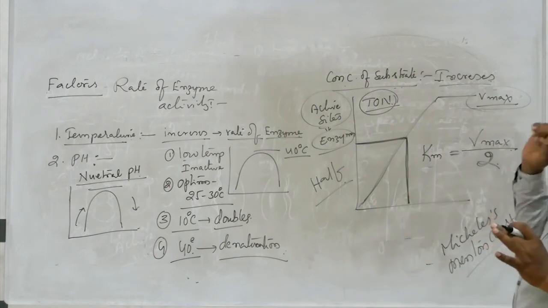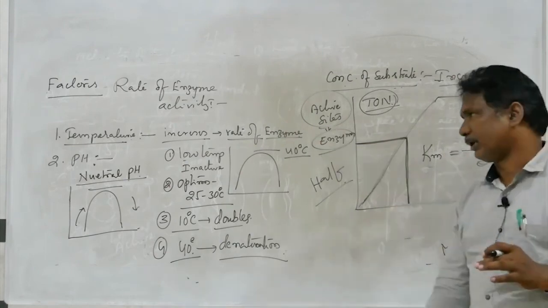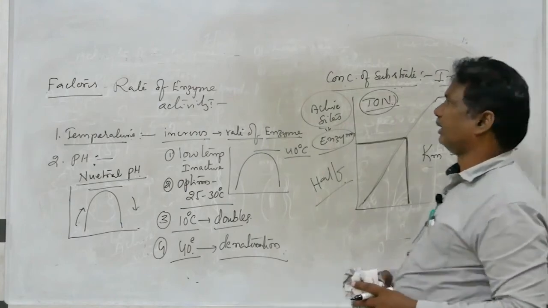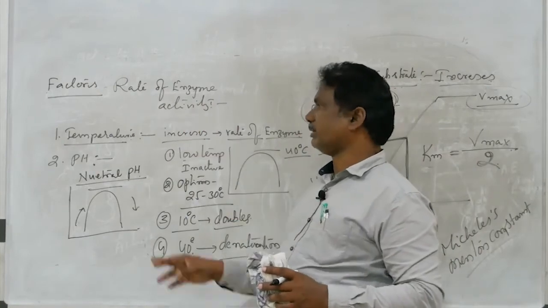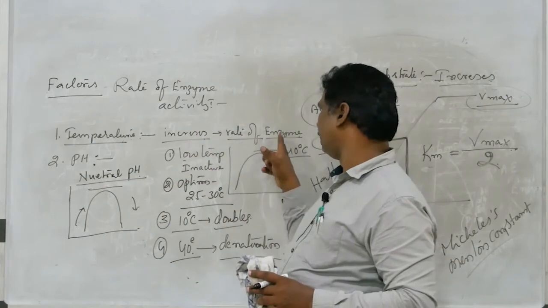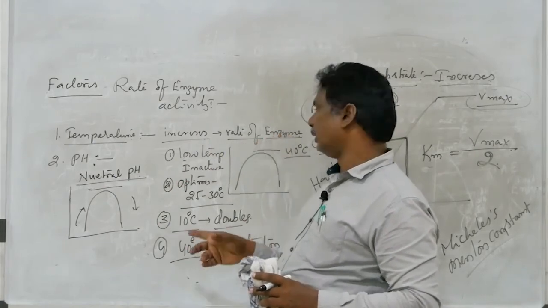So these are the factors affecting the rate of enzymatic activity. Once again, you can see the rate of enzymatic activity depends upon the temperature. If the temperature increases, the rate of enzymatic activity also increases.